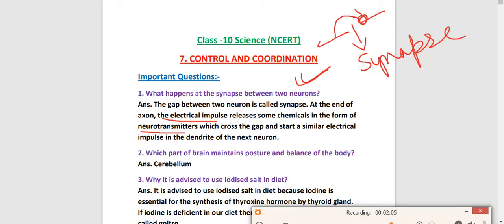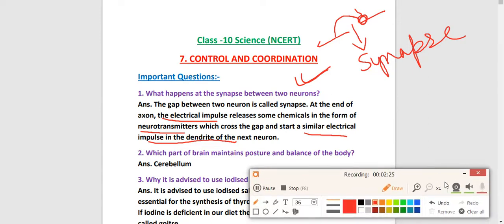So what happens at the gap between two neurons? When the electrical signals reach the axon end, they release some chemicals in the form of neurotransmitters. The neurotransmitters cross the gap, that is the synapse, and they start a similar electrical impulse in the dendrite of the next neuron. So this is the answer.